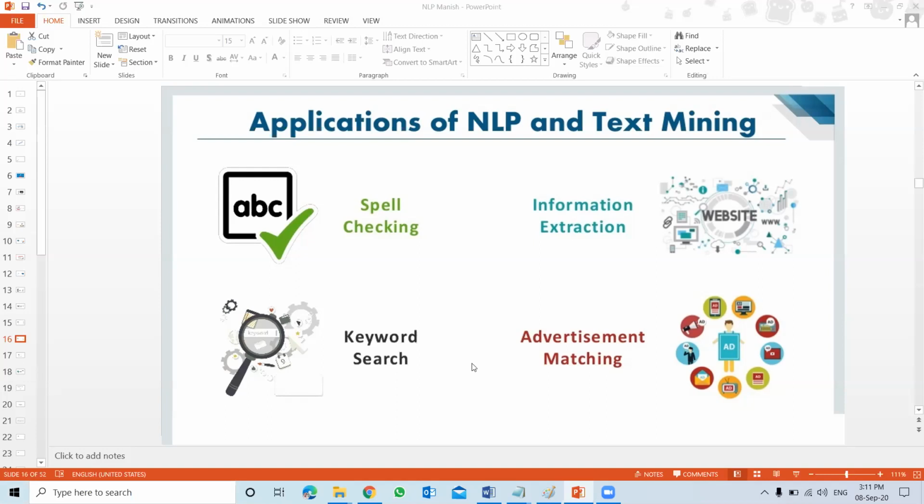Next, we have keyword search and advertisement matching. Not all users get the same types of discount from Amazon.in. Everybody gets different types of discount, depending upon their capability, their capacity, and the user. We have seen all these applications for NLP as well as text mining implementation, and believe me, that is really very important for everyone.